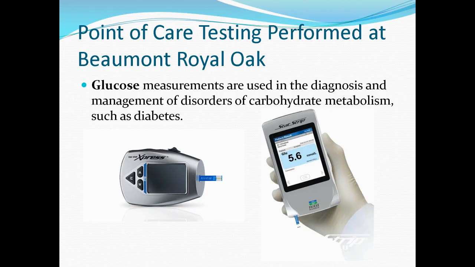These next few slides illustrate some of the point-of-care testing done at the Royal Oak campus. Glucose is measured using two different meters, the Express, which is used in the hyperbaric chambers, and the Stat Strip meter, which is used in all other locations. Glucose is used to aid in the diagnosis and management of disorders of carbohydrate metabolism, such as diabetes.